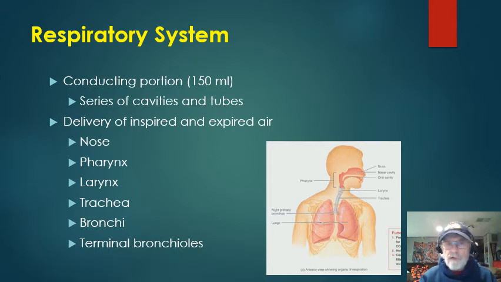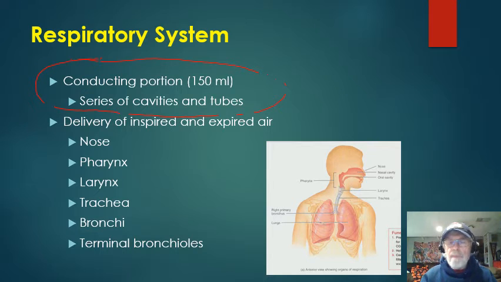Now, there are two parts of the respiratory system, and the first part we'll talk about, basically to get that out of the way, is the conducting portion. Okay, whoops, it did it again. The conducting portion of the respiratory system is basically the part where it's just the tubes. No gas exchange is occurring in this.